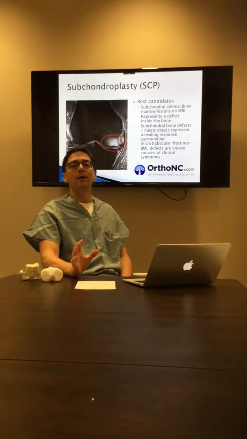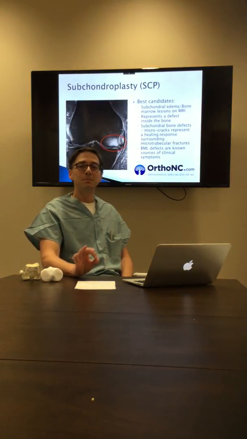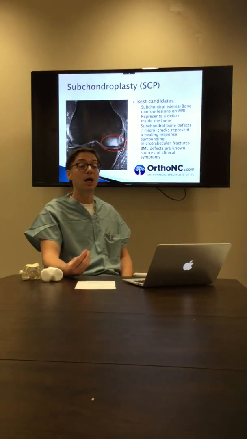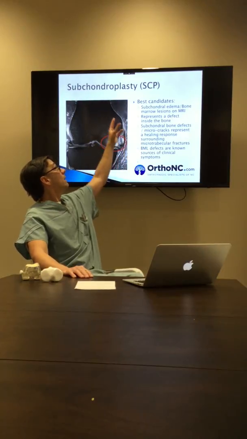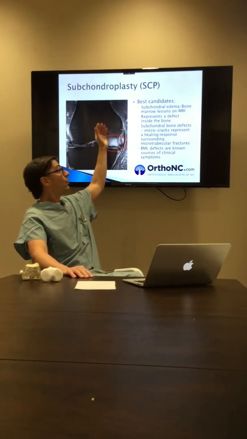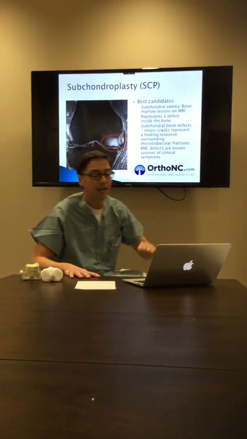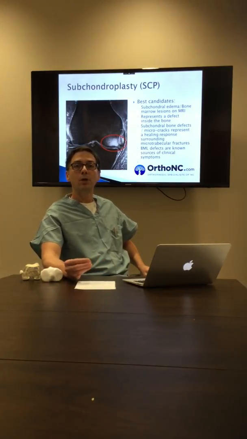Now we have a technique known as subchondroplasty. Subchondroplasty is practically only utilized in patients that have subchondral edema or bone marrow lesions noted on an MRI. This is best demonstrated in this MRI image. The bone itself is black on the MRI image. The bone marrow edema is represented by the bright white area. This amounts to a subchondral, or below the cartilage, stress fracture in the bone.